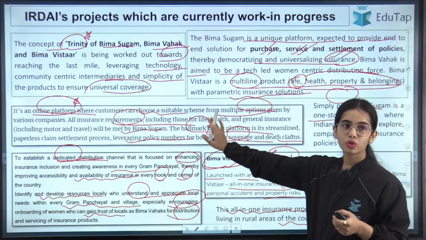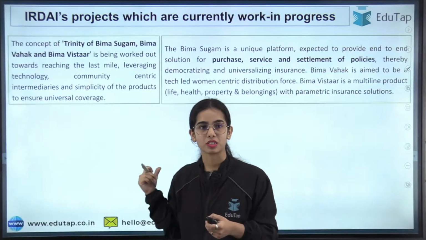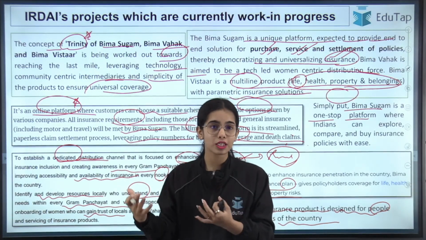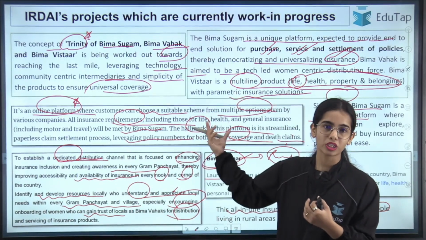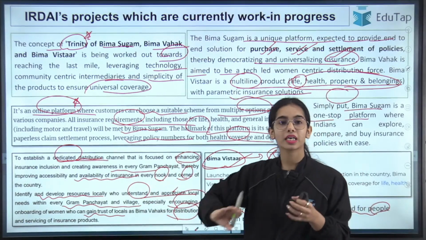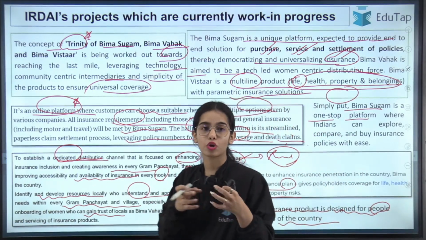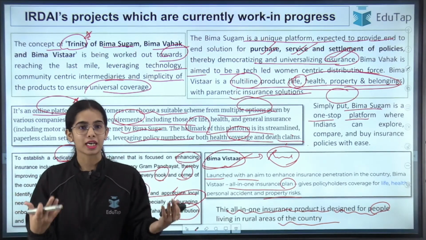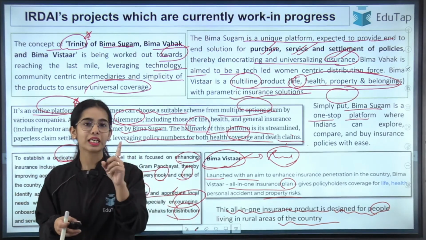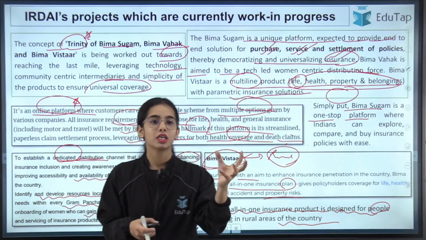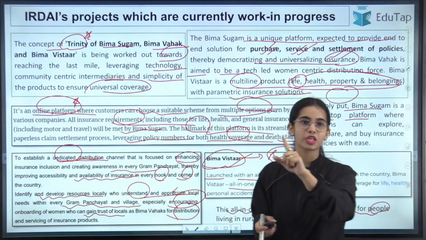Okay, so Bima Sugam, Bima Vahak, Bima Vistar, they all are working for the insurance inclusion. Bima Sugam is a portal through which you can access all the products that you want to get. Bima Vahak is for the insurance inclusion, for insurance awareness to be spread, and this is a women-led distribution system that is being aimed. Bima Vistar is an all-in-one product for the poor people, for the rural people, to get access to different insurance products through one product.